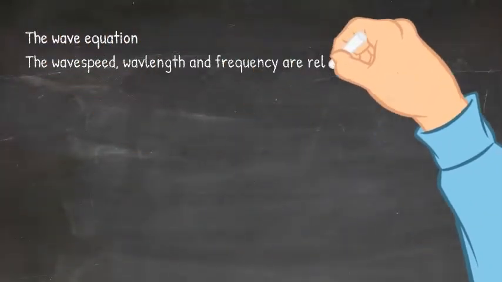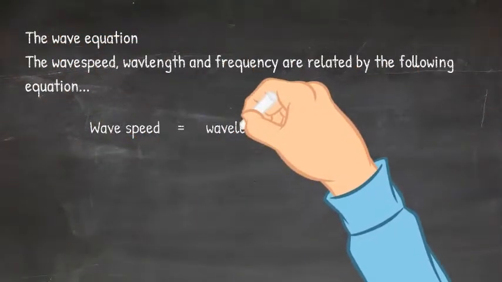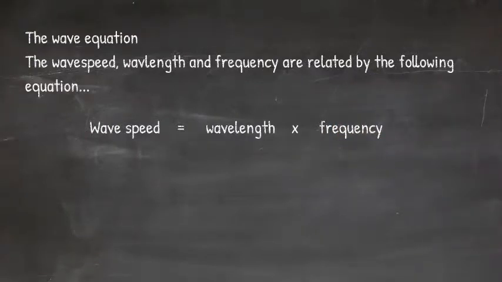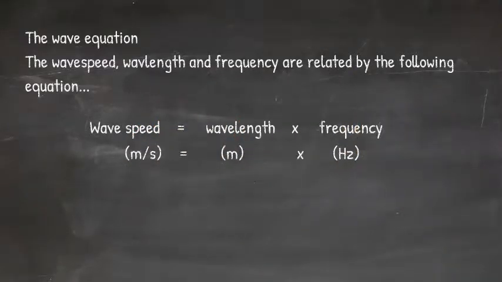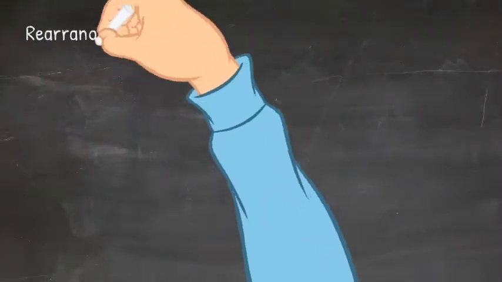There is an important equation for this topic, the wave equation. The wave speed, wavelength and frequency are related by the following equation. Wave speed is equal to wavelength times frequency. The units for wave speed are meters per second. For wavelength they are meters, and for frequency they are hertz. You must learn and remember this equation as you are not given it in your exam. You must also be able to rearrange it.